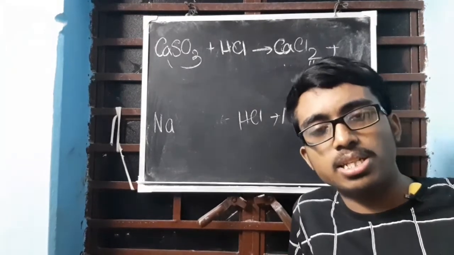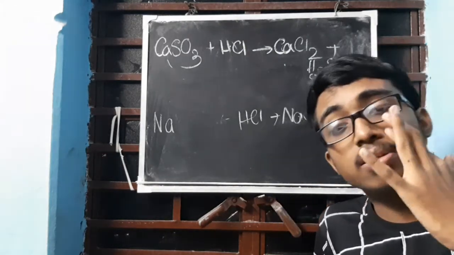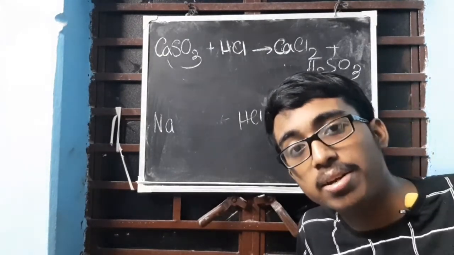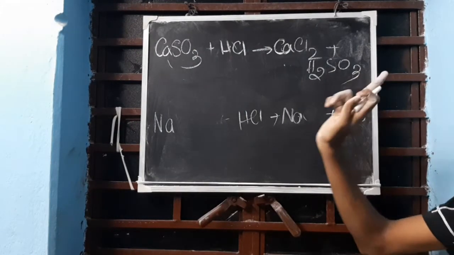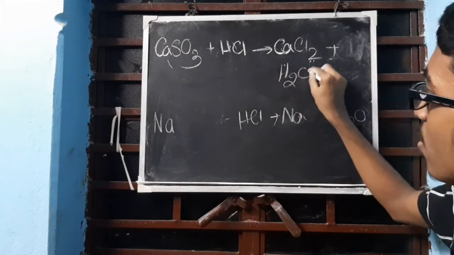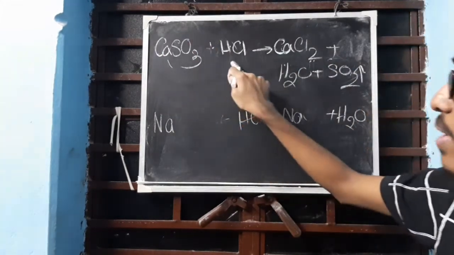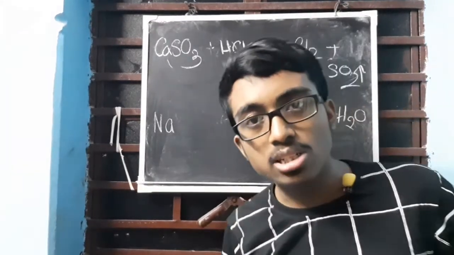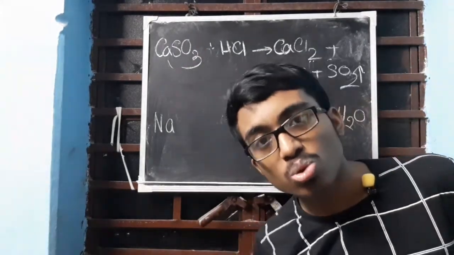Whenever you see sulfurous acid or carbonic acid, they will dissociate into their primary acid anhydride and water. What is the acid anhydride for H2SO3? One less, SO2. So this will not be there, instead there will be H2O plus SO2. So whenever sulfite reacts with HCl, SO2 gas will be formed. Do you need to memorize reactions? No, not at all. H2SO3 dissociates into SO2 and H2O.